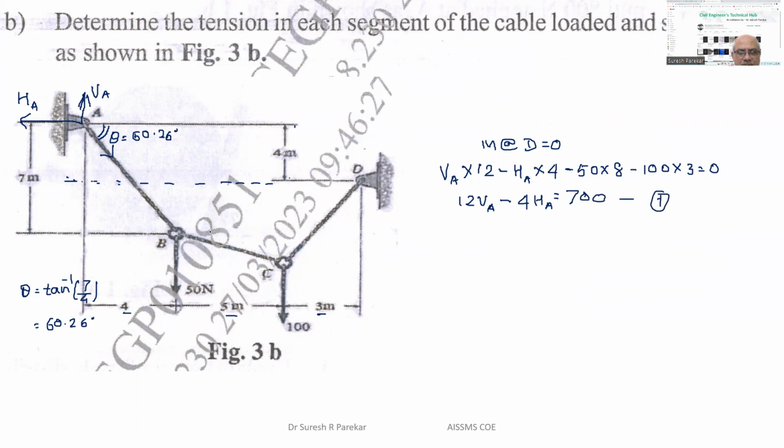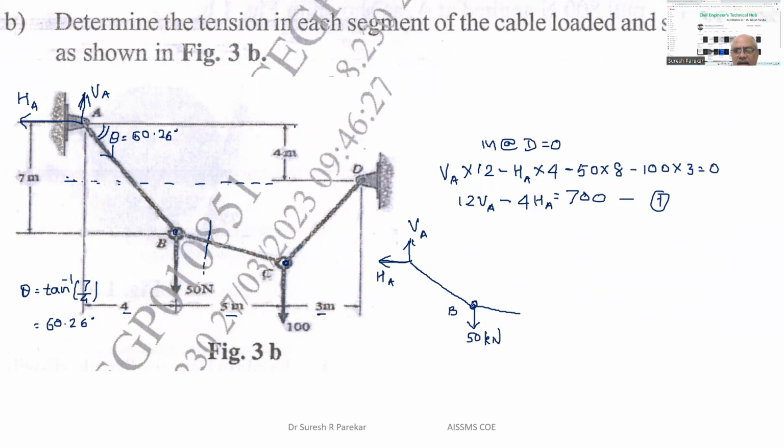Now we will consider the portion till B. In a cable, we can take a cut from any point, but it should not be at a joint, at A or at B or at C. We cannot take a section at these joints; we have to take it between the joints. So we have taken this section. Due to this we have HA, then vertical VA, and then joint B, and force at joint B is 50 kilonewton.